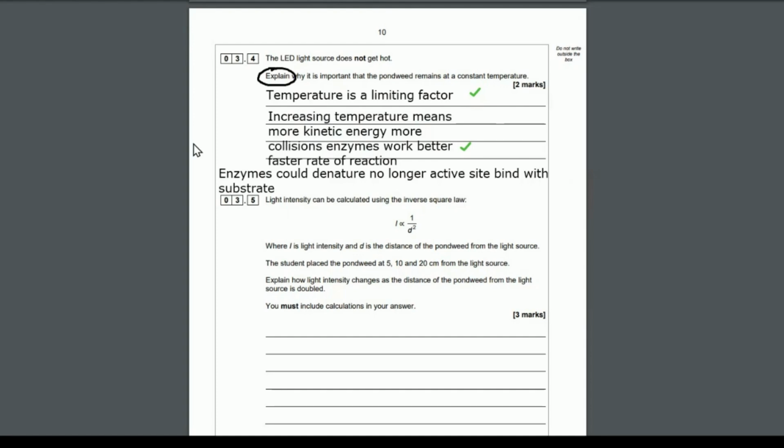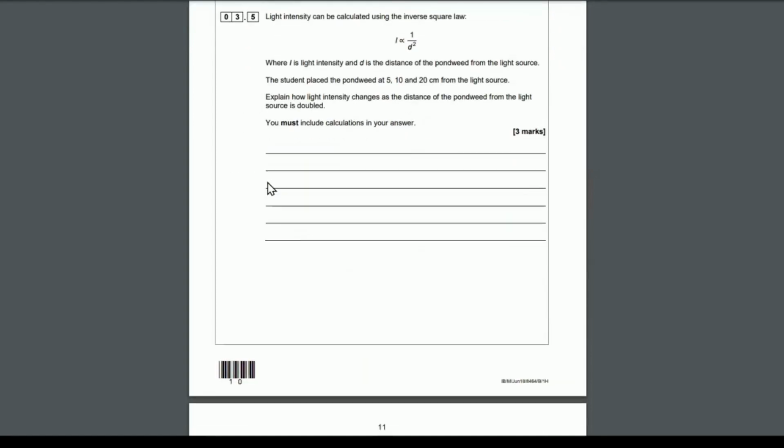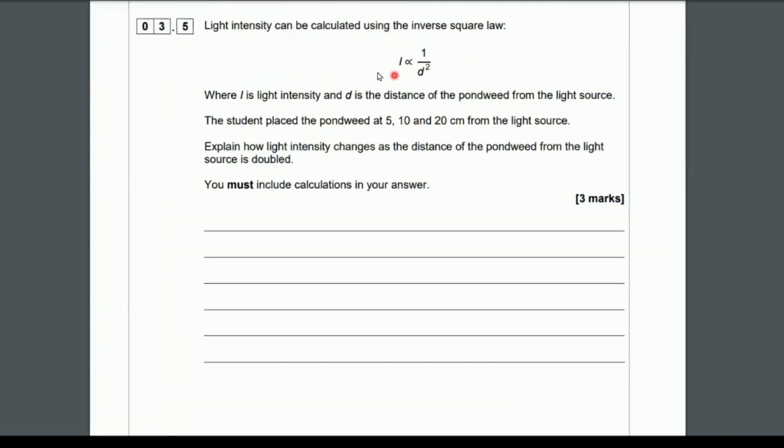Okay. But what are we on? 3.5. Let's go. Light intensity can be calculated using the inverse square law. I've covered this in another video, but there we go.